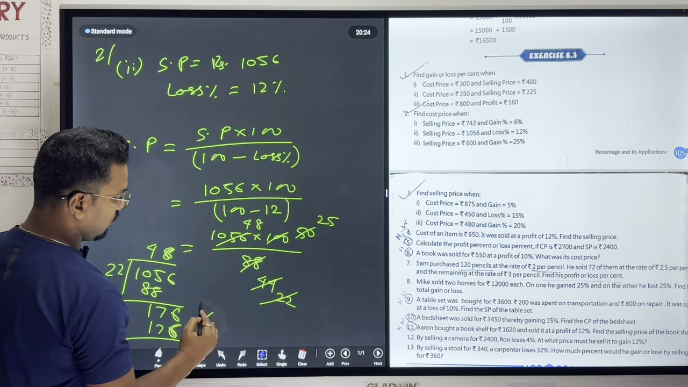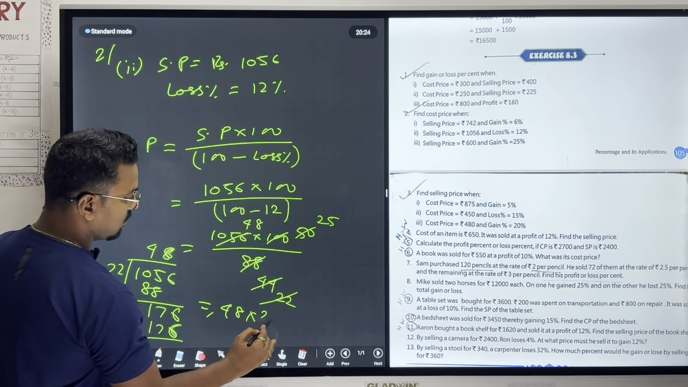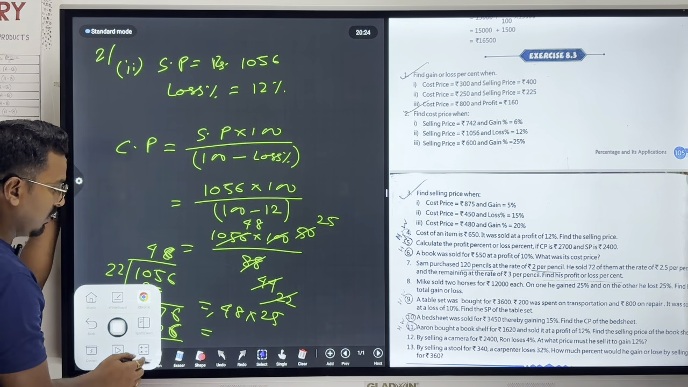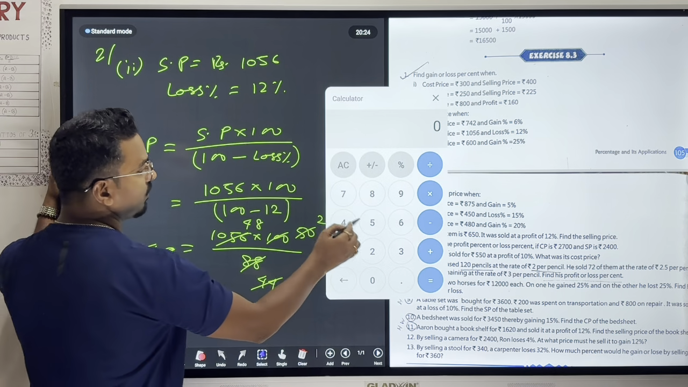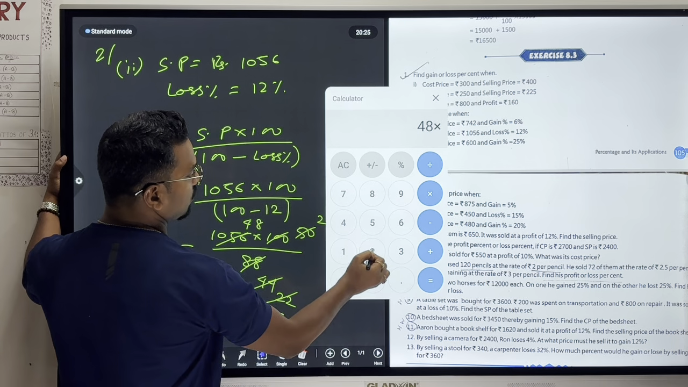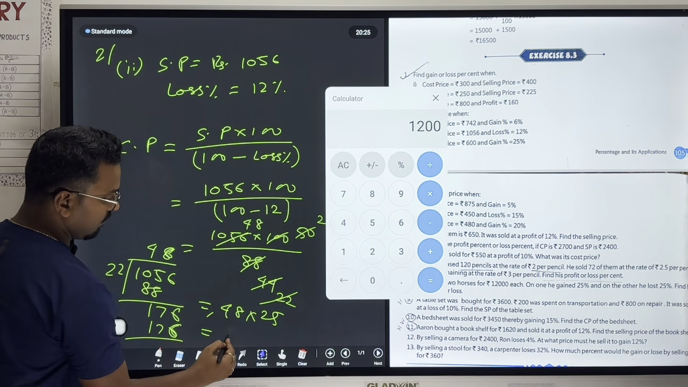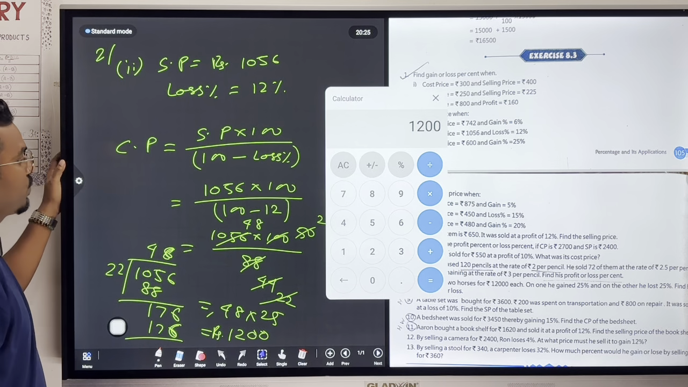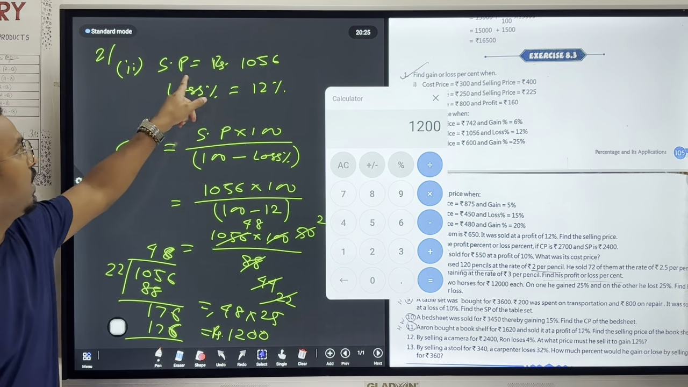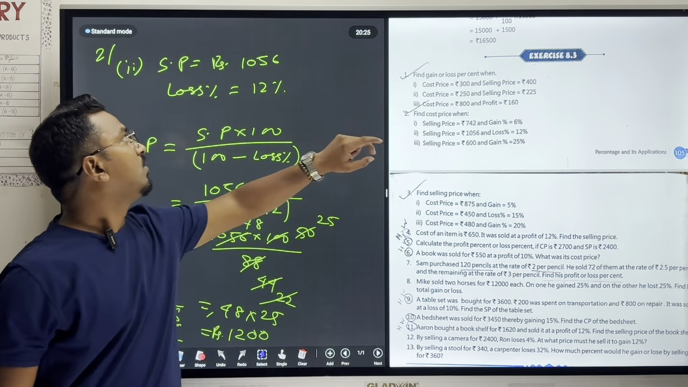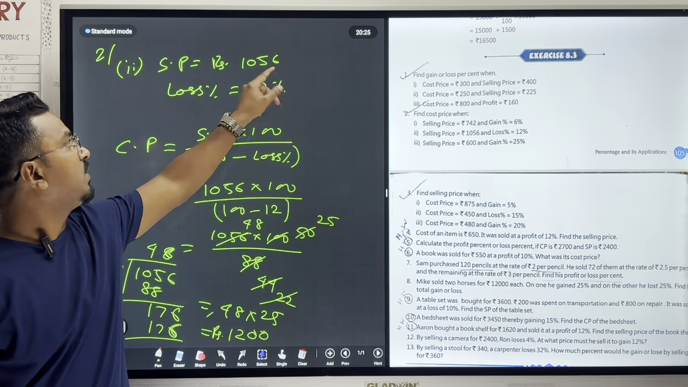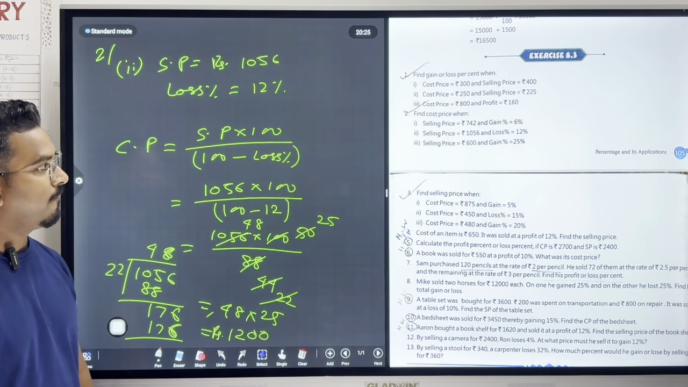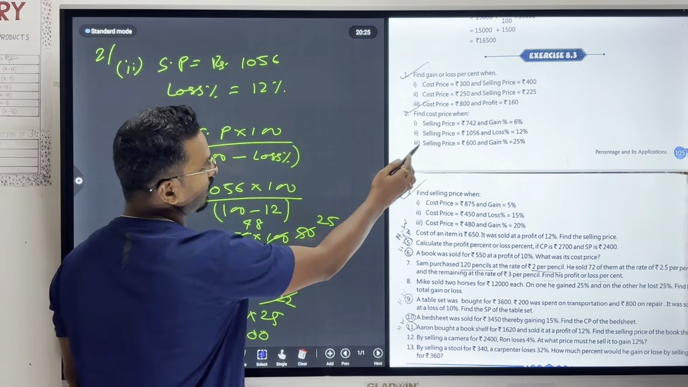48. So 48 into 25. If you multiply 48 into 25, what you will get? 1200 rupees. What was the cost price? The cost price was 1200 rupees, and he is selling at 1056 rupees. So there is a loss of how much percent? 12%. Okay. Same formula you can apply here.